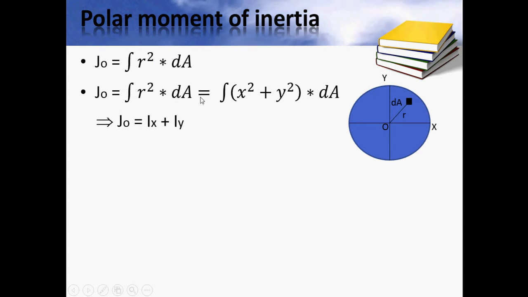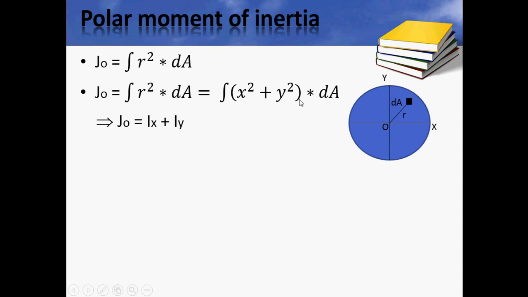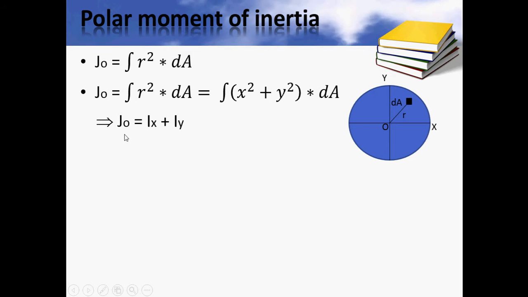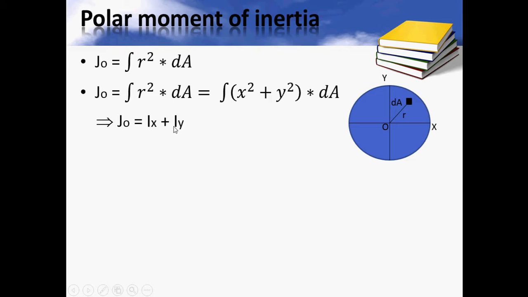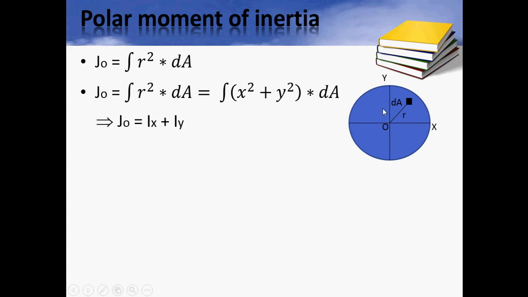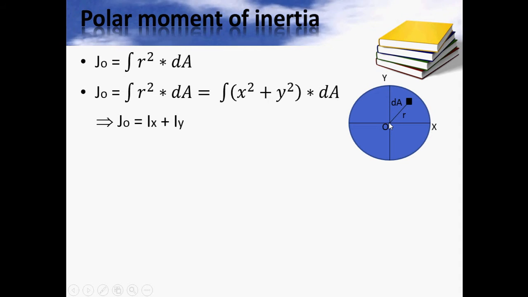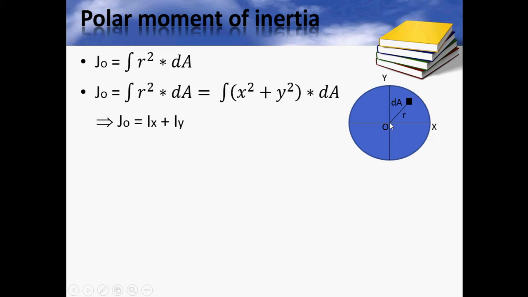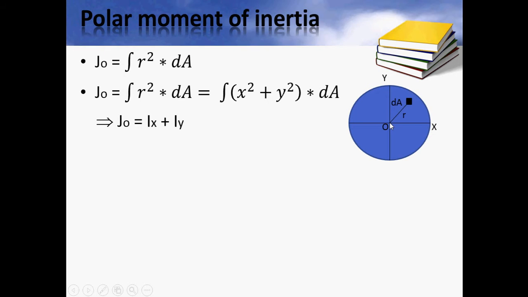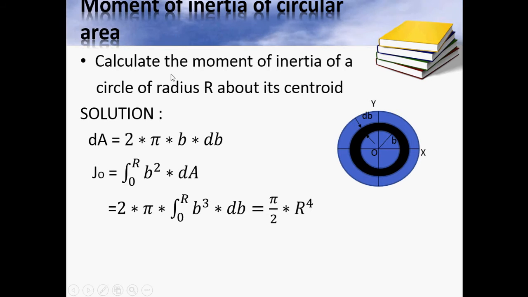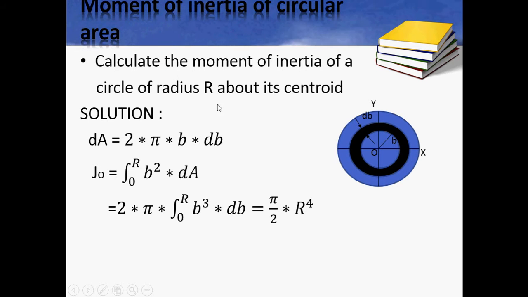So integrating r square into dA, we get the polar moment of inertia. r square is equal to x square plus y square, into dA. So polar moment of inertia J naught is equal to Ix plus Iy. Actually, this polar moment of inertia is the moment of inertia about an axis which passes through the point under consideration and which is perpendicular to the area under consideration.